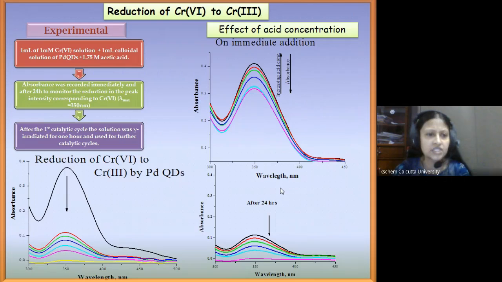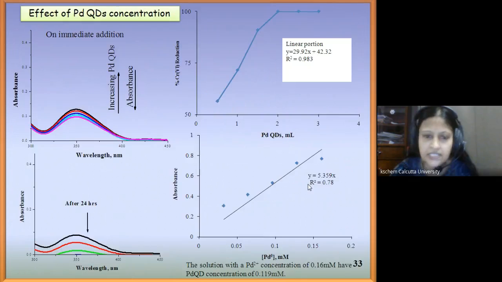So for the reduction, we have taken 1 ml of 1 molar chromium 6 solution and added palladium quantum dot solution to it, and also added 1.75 molar acetic acid. We have observed reduction of chromium 6 at the 350 nanometer absorption peak with increase in the acid concentration, as well as with increase in the palladium dot concentration, as well as with the increase in time.